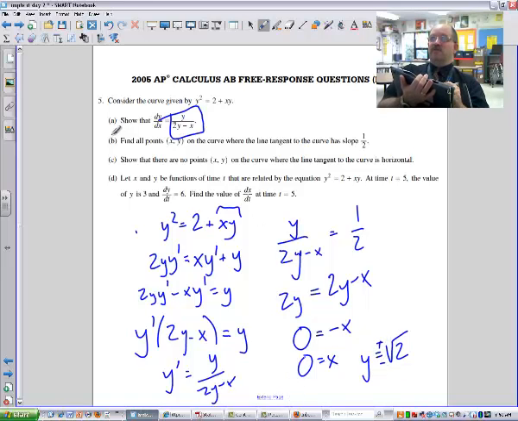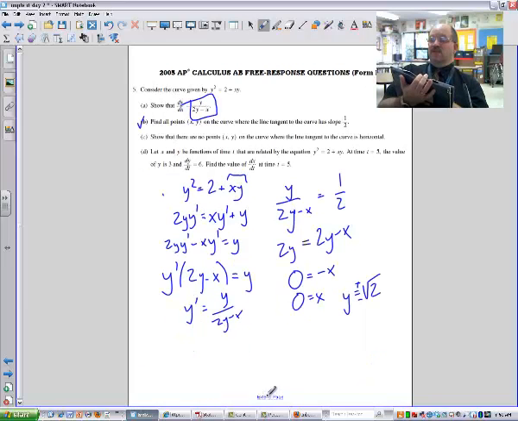Check. Got that part. Show there's no place on the curve where the tangent line to the curve is horizontal. In other words, there's no place where the derivative is going to equal 0. So y over 2y minus x is equal to 0, or y is equal to 0. Is it possible that y is equal to 0? So is it possible that 0 squared is equal to 2 plus 0?